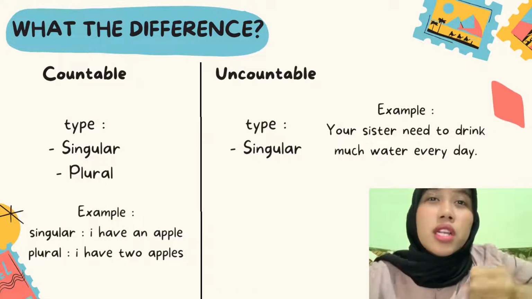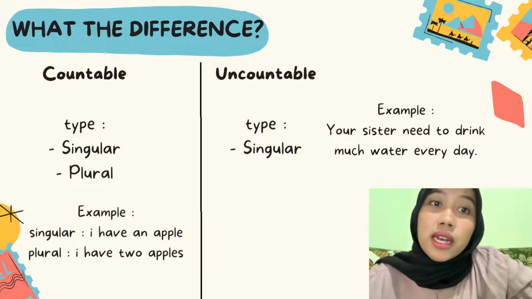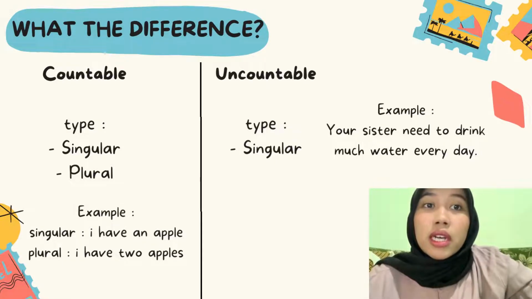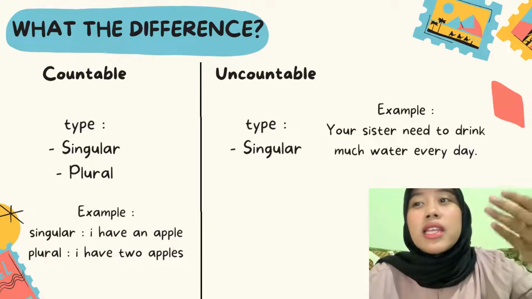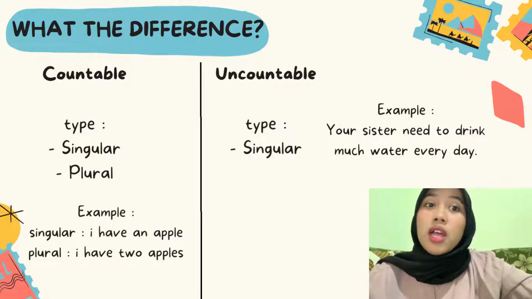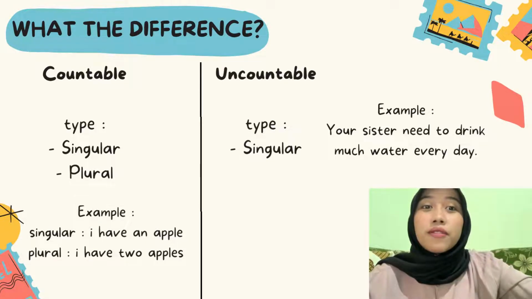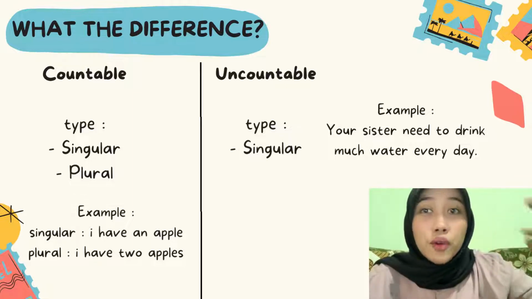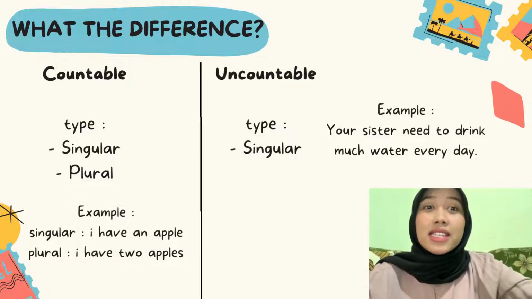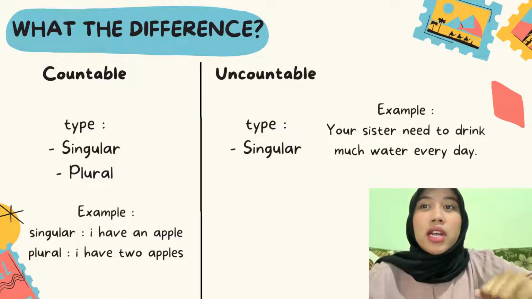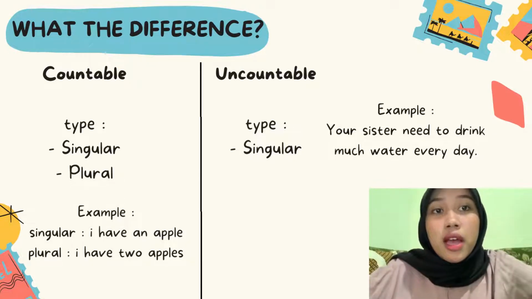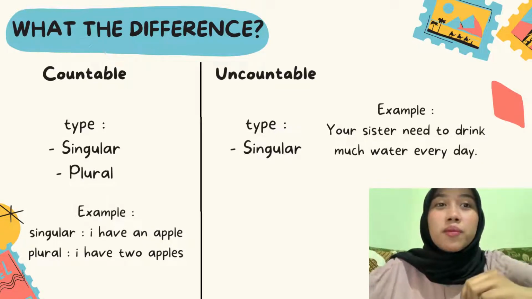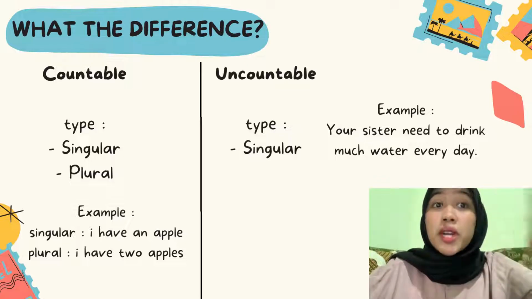Okay, first I'm gonna tell you what the difference is between countable and uncountable noun. Countable is divided into two forms, singular and plural. The example is, in singular we say I have an apple, but in plural we say I have two apples. Because we have two apples, we need to add s at the end of apple. If countable has singular and plural, it's different for uncountable. Uncountable just has one singular. The example is, your sister needs to drink much water every day.